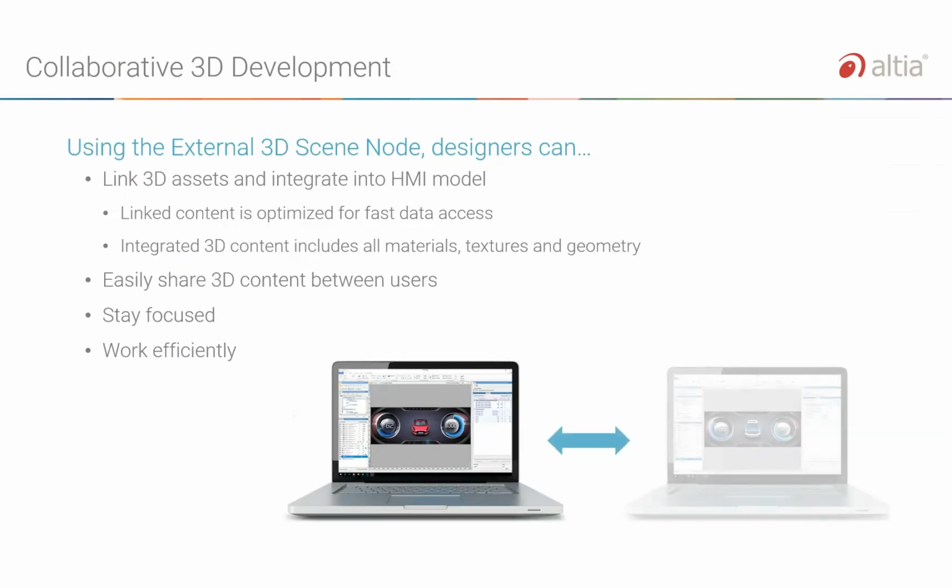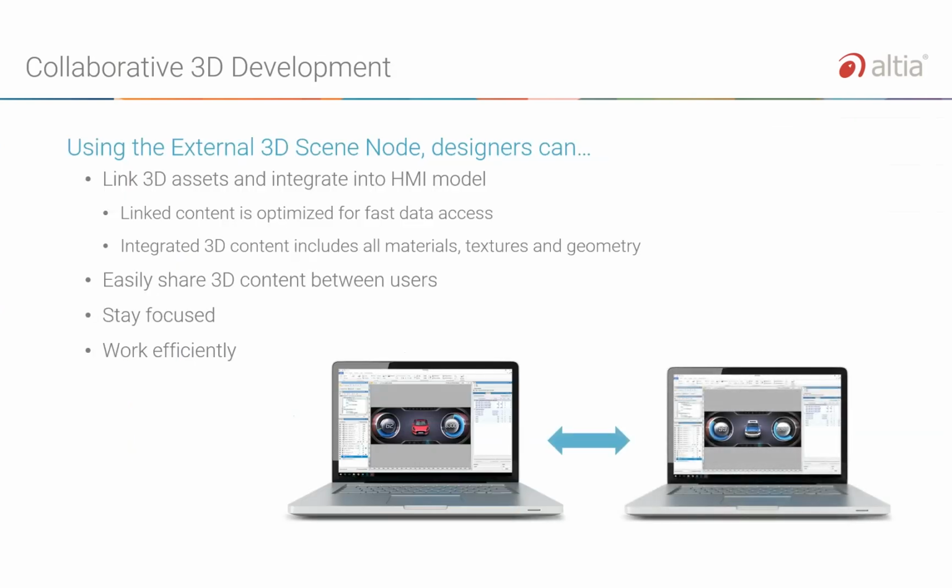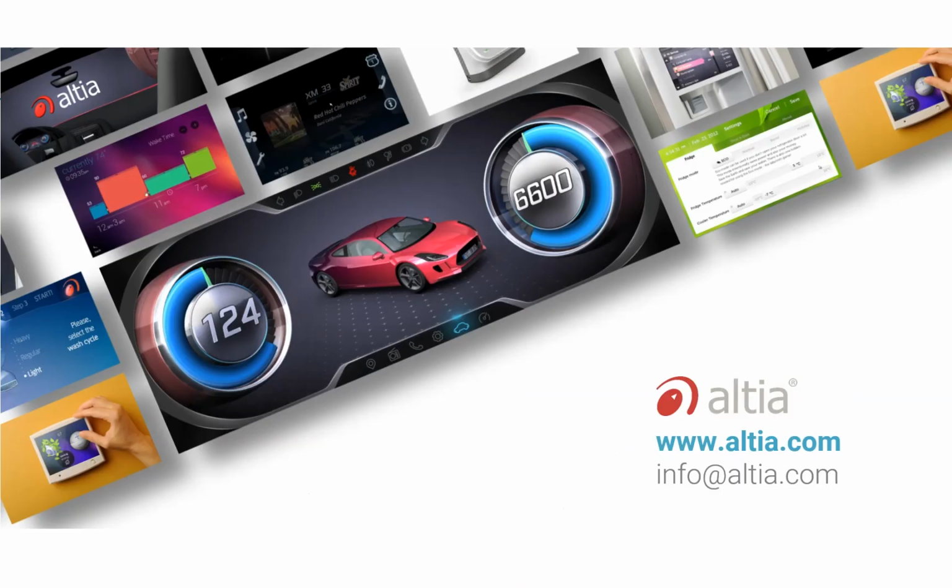So what we ran through here is collaborative 3D development using external 3D scene nodes. You can link those assets, and the content is optimized for fast access. It integrates the 3D content, including all materials, textures, and geometry. And with this approach, you can easily share 3D content between users, stay focused, and work effectively together.